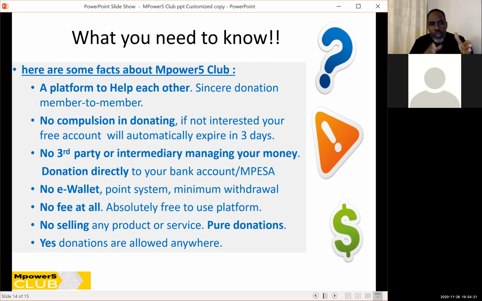Because it is a person-to-person donation. The money does not go to MPOWER5. In fact, the MPOWER5 platform will never touch any coin from you, ever. There are no charges, no minimum withdrawals, nothing. The platform is completely free, all right? No selling product, it's pure donation, and donations are accepted anywhere in the world. Now, the rest is whether you want to ask me a question or whatever it is. I think I've finished the presentation.